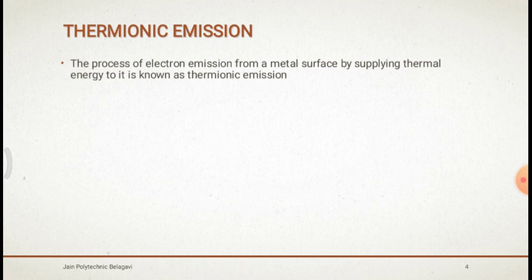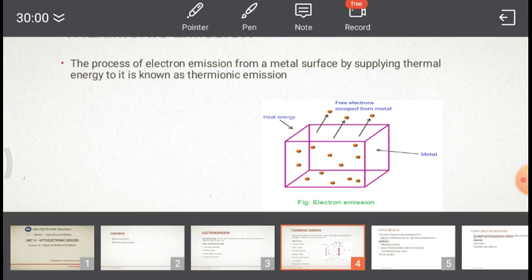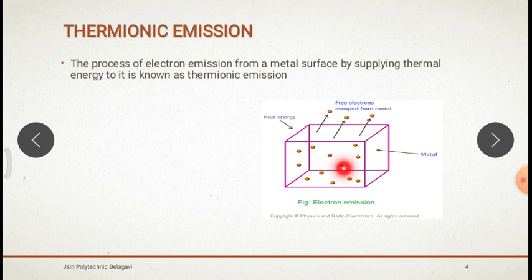Thermionic emission. What is thermal energy? It is heat. So if you give heat energy to any metal surface, then the electrons will get liberated. That emission is called thermionic emission. The process of electron emission from a metal surface by supplying thermal energy to it is known as thermionic emission. So you can see in this image, if you are applying the heat energy, then free electrons are escaping from the metal. So this is the thermionic emission.